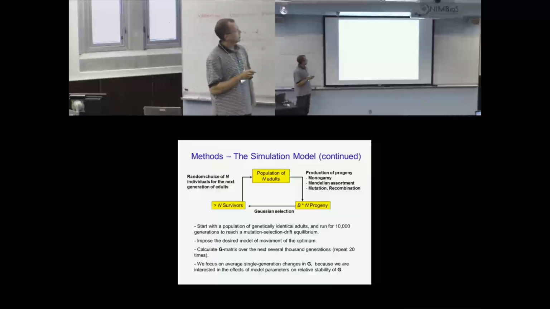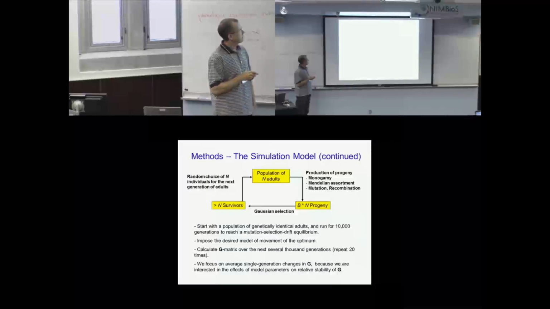All right, this is the life cycle that we use. Basically, we start with a population of some number of adults. N is the population size, or the carrying capacity. In these simulations, the population always remains at the carrying capacity, and it can never go above the carrying capacity, as you'll see in a second.